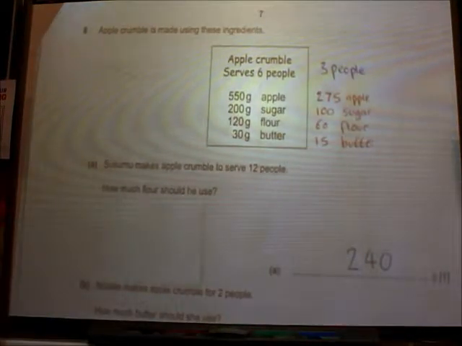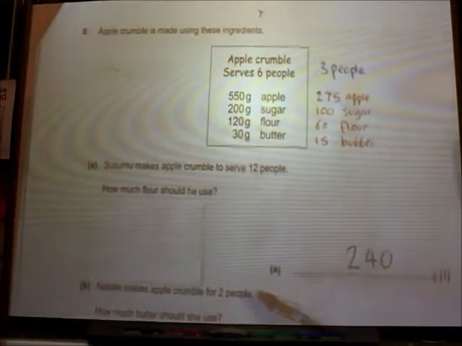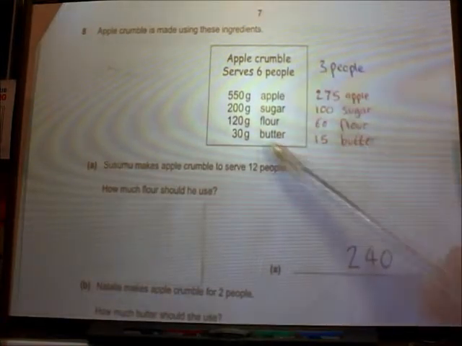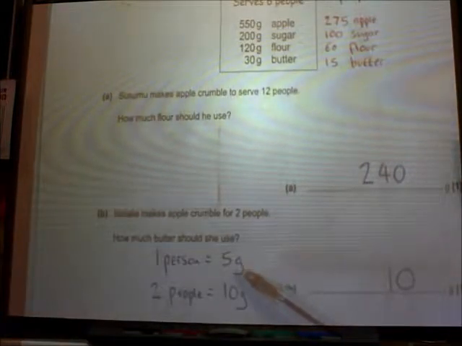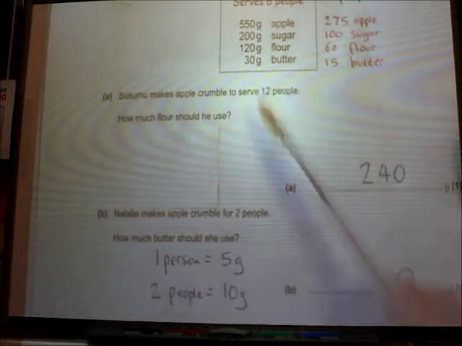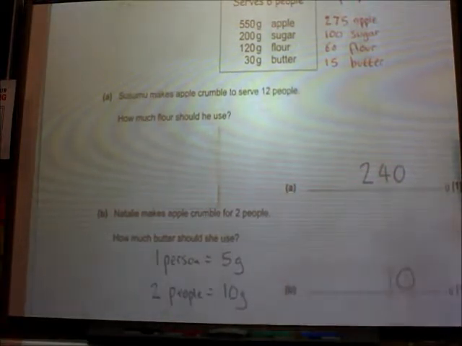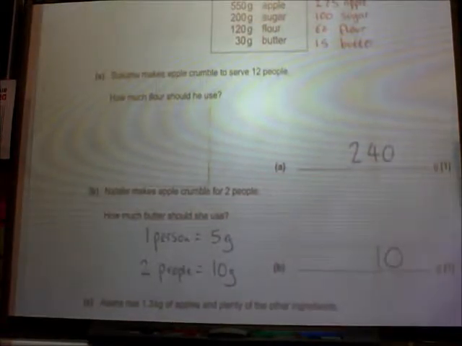We're making crumble now for 2 people. How much butter should she use? Well, for 6 people, you want 30 grams of butter. So for 1 person, you need 5 grams of butter. I know that because I've divided the 30 by 6. So for 2 people, it is 10 grams. Hopefully, those 2 are fairly straightforward.